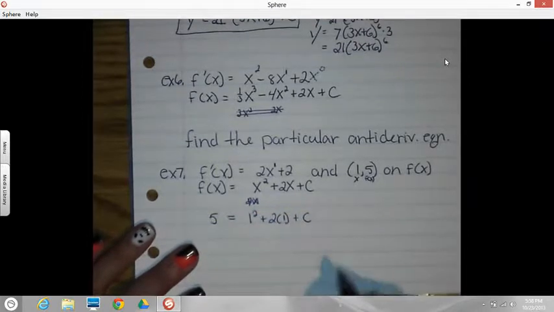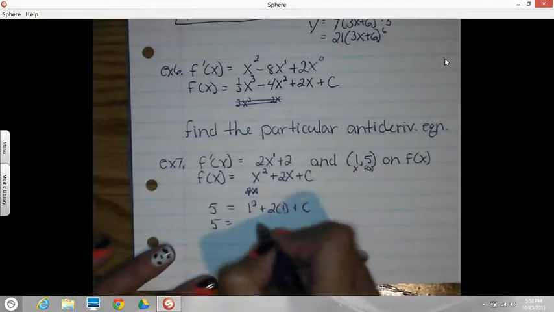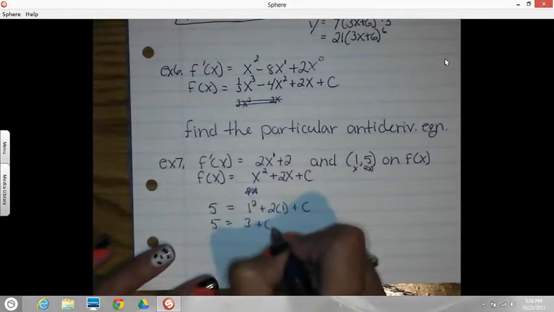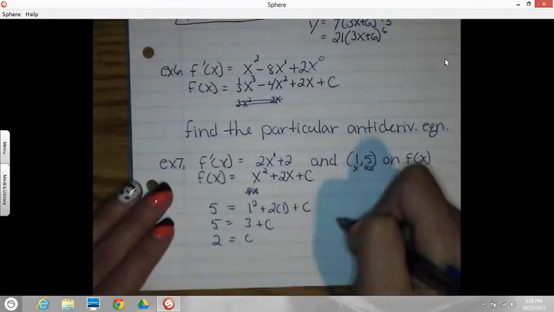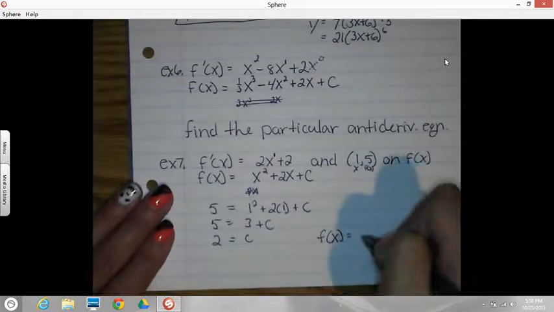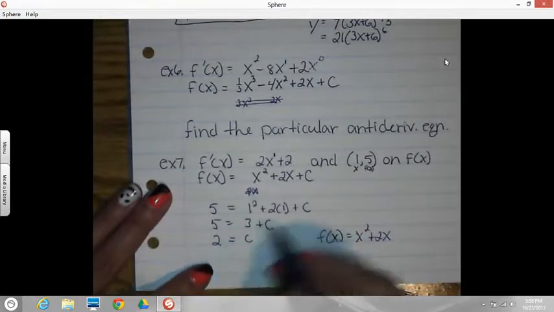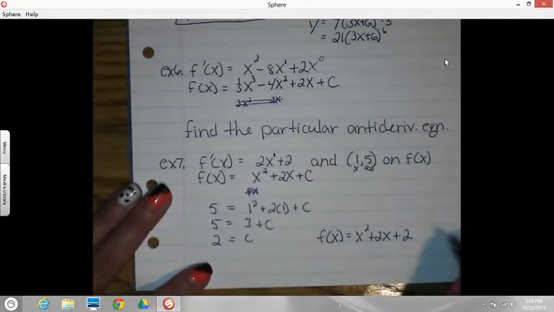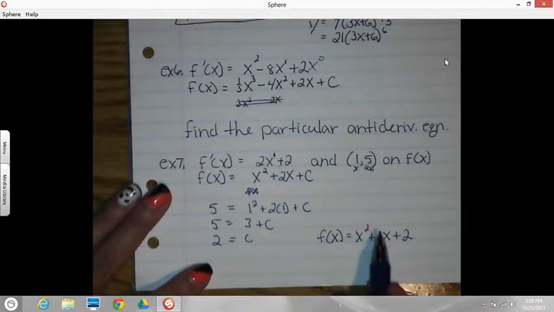And then just doing the algebra solving for c, that's going to be 3. C is a 2. So the particular equation would be f of x equals x squared plus 2x, and instead of plus c, I know it was the constant value of 2. And it will have that derivative and have that point on the original graph.